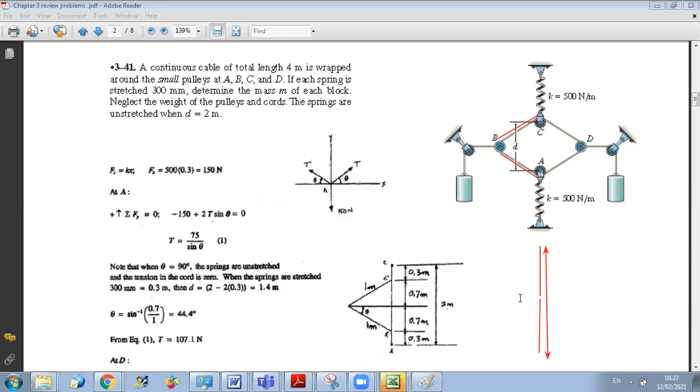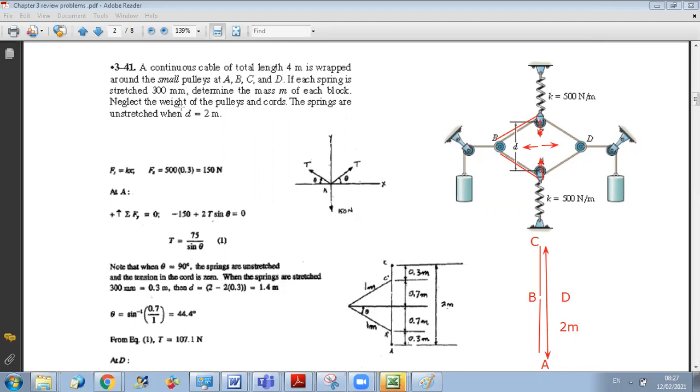Okay, so initially pulley B and pulley D are at the center, and the total distance separating C and A is 2 meters in this case. Okay, now what will happen? What you will do is you will stretch the springs. When you stretch the springs, C will go down, A will go up, okay, and B and D will go in opposite directions. Okay, so the new position is the following.